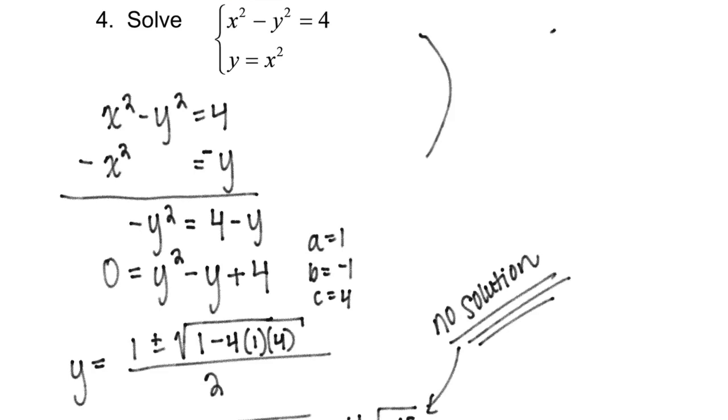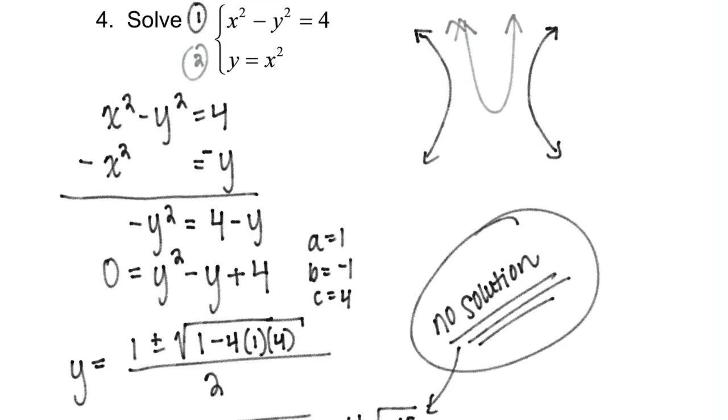Now in this case, this is what you've got. That's your graph of your first equation, and the graph of your second equation is a parabola. And the parabola is sitting right in between what this is called. This is called a hyperbola. We're going to graph those for sure. The hyperbola and the parabola are never going to intersect. So that's why we get our answer of no solution.